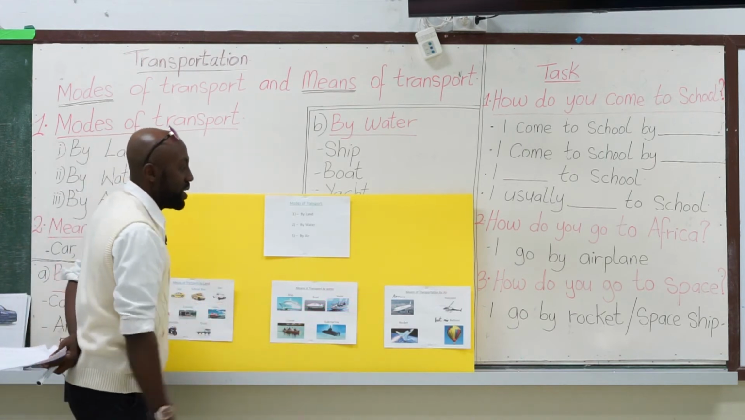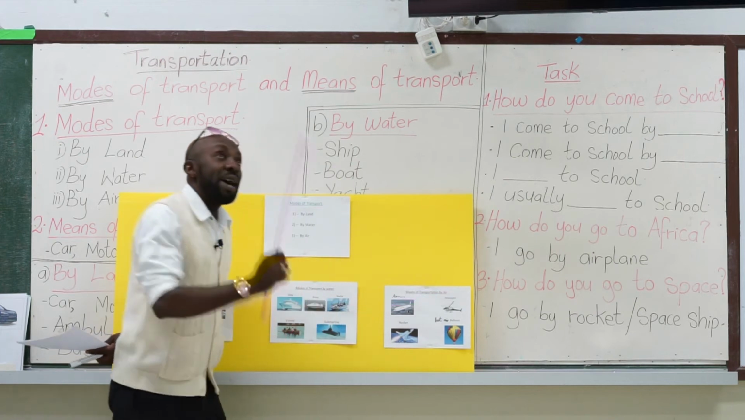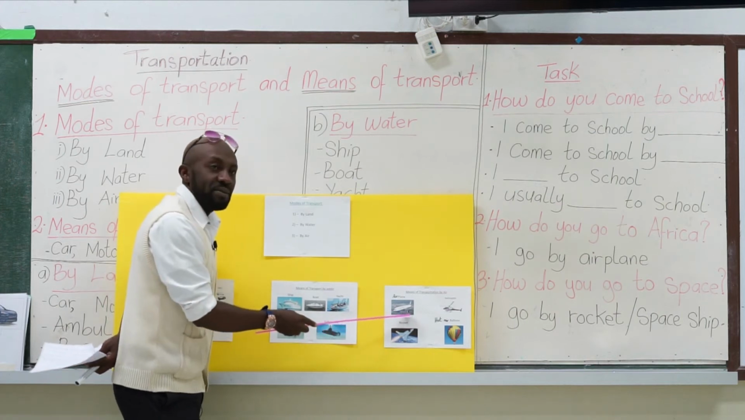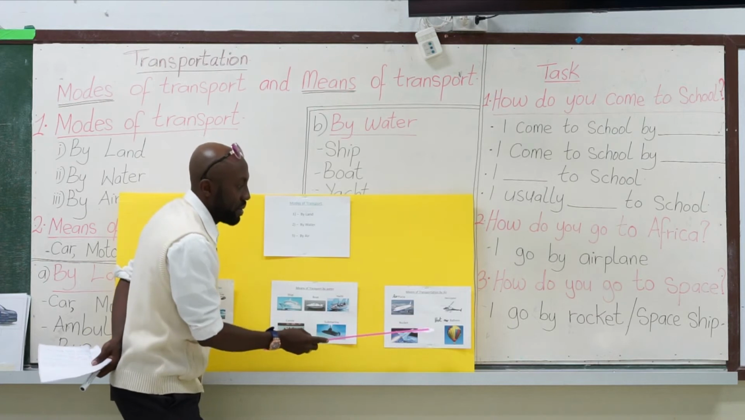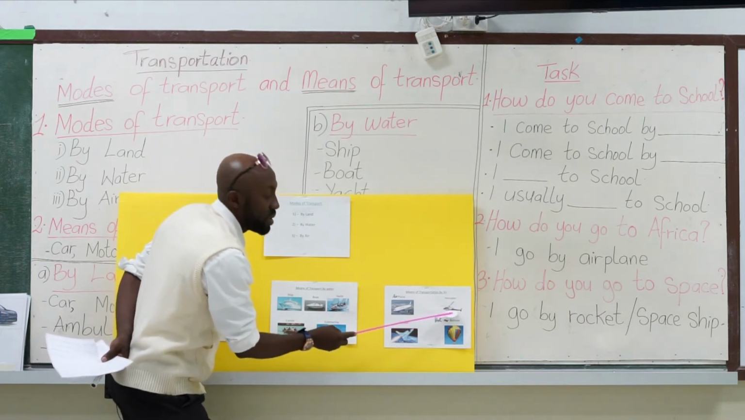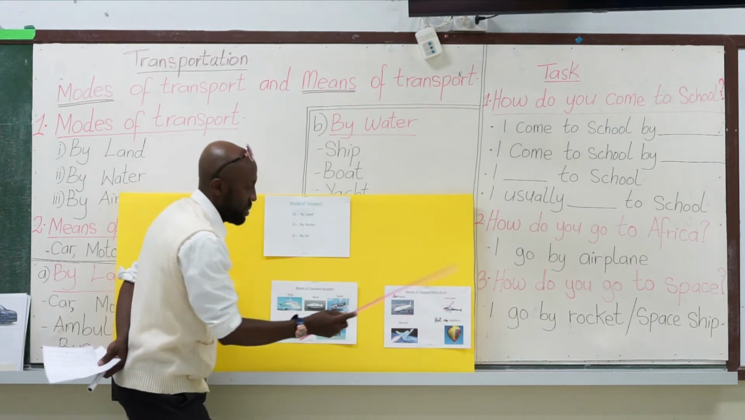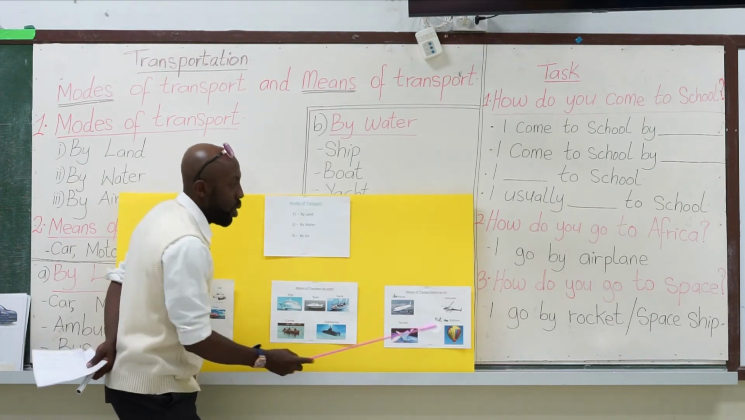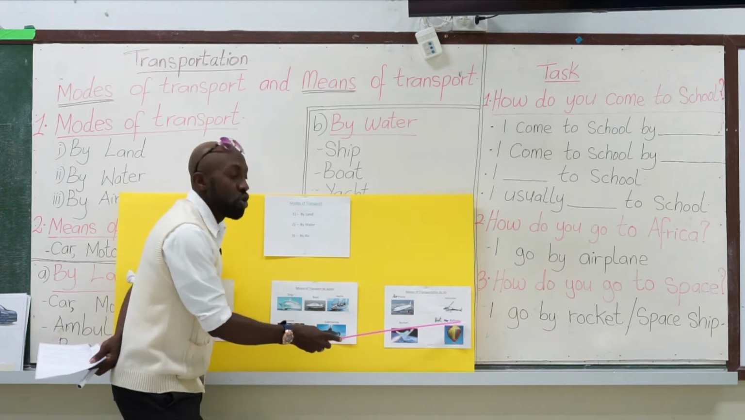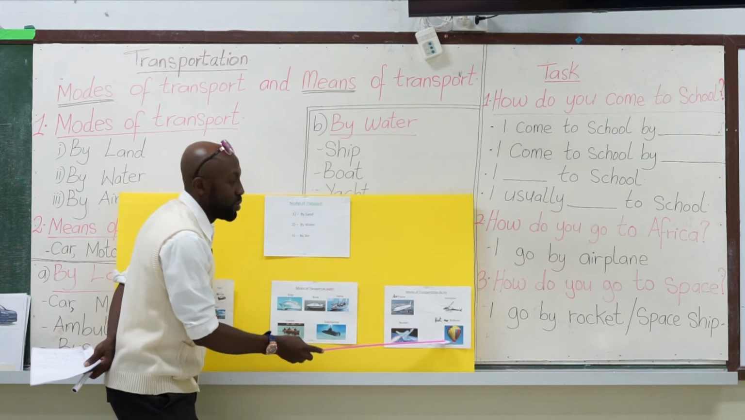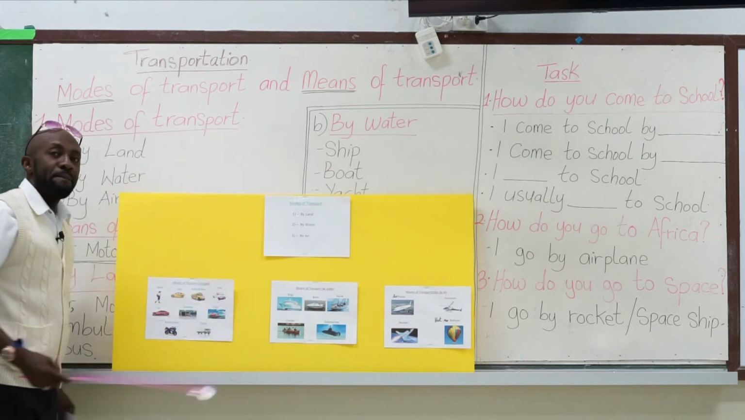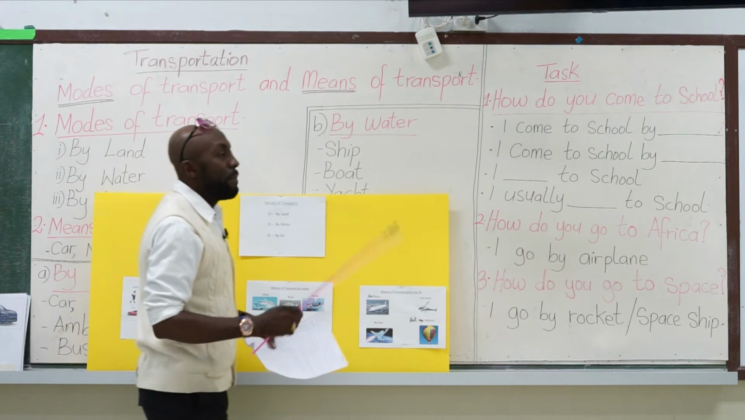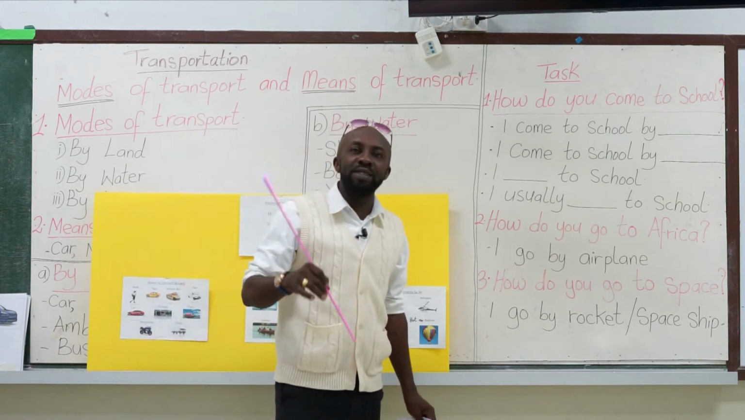So the last one is means of transport by air. Okay? So you have airplane. Helicopter. Rocket. Hot air balloon. Good. Do you understand? Okay, now we are going to our main task of our lesson today.